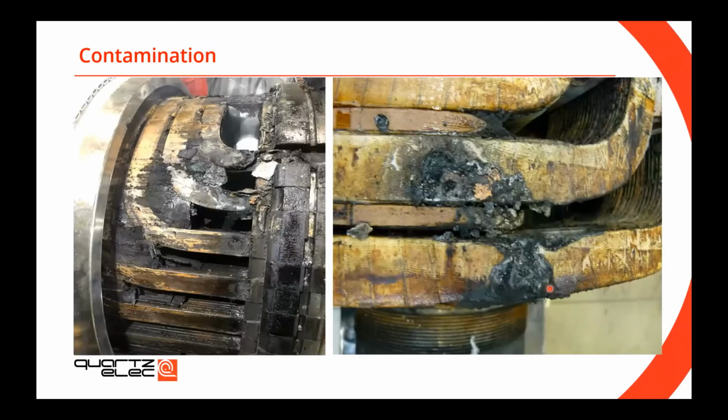Contamination. Well, Quartzelect being a service provider, we see a lot of different machines with a lot of different problems, and some of them can be very dirty. What you see here are very contaminated rotors with conductive contamination. This is a mix of oil and carbon dust. Because of that mixture, in these two examples, you can see that the two adjacent coils were bridged.